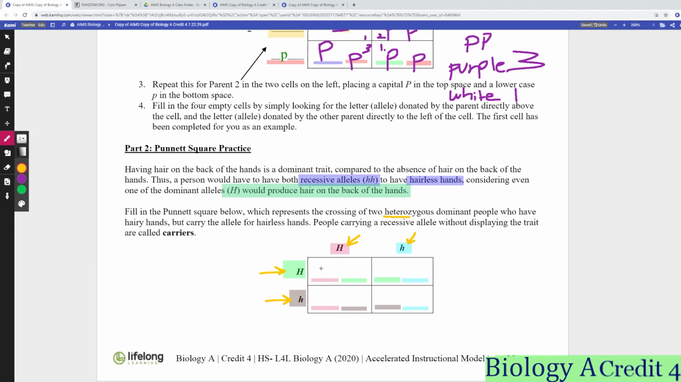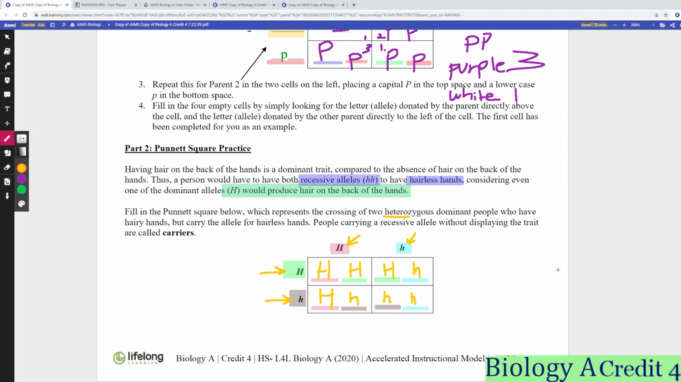So my red H, it's capital. We're going to write that down. My blue H is lowercase. And then for parent number 2, we're going to drag stuff over. Our green H is capital. Our little h is brown.